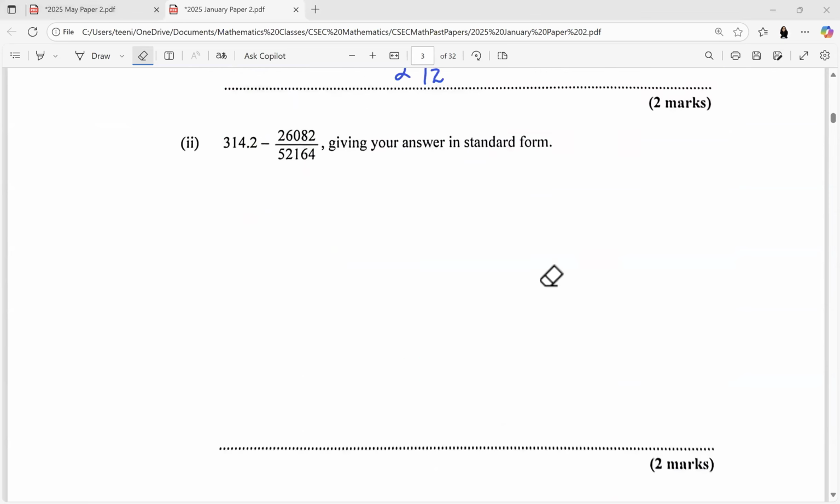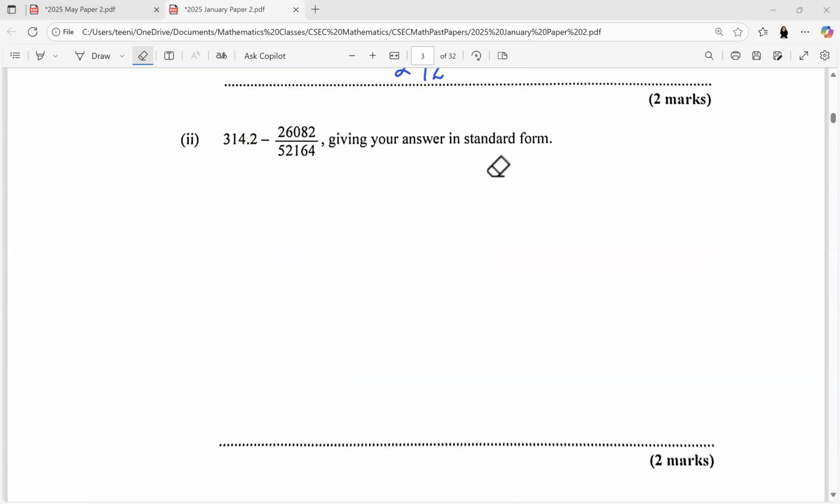All right, try this one for me. Tell me the answer, and then we will represent it in standard form. Everyone, 314.2 minus 26,082 divided by 52,164. You could type it in as a fraction, you could do it as division, but if you're doing it as division, you'd have to put brackets around it, just to be safe in case your calculator malfunctions and does not automatically do BODMAS. I'm going to put it exactly as is. So I'm going to use the fraction key.